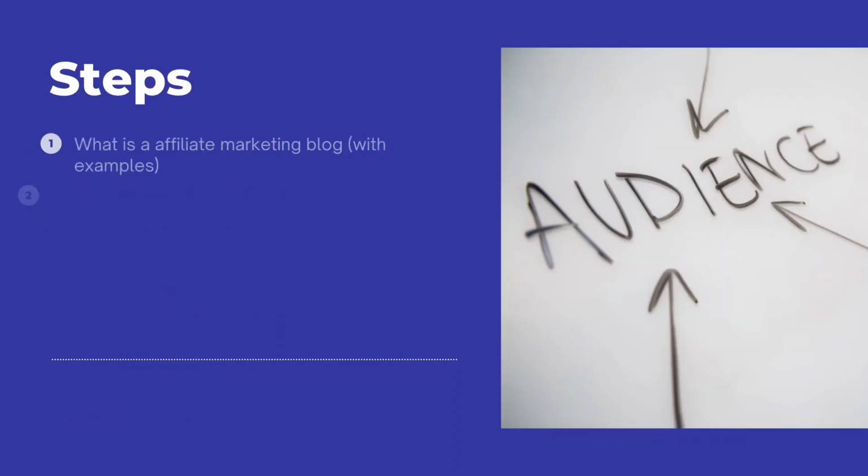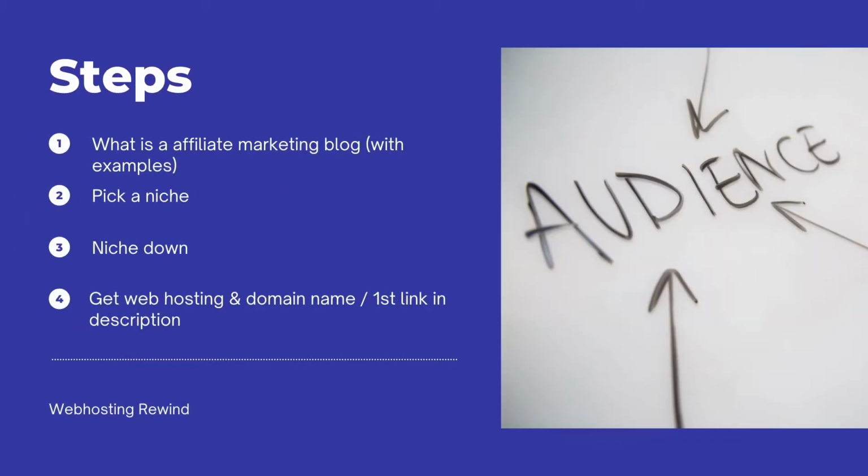So let's go ahead and talk about it. What is an affiliate marketing blog? An affiliate marketing blog is simply a blog where you answer questions within a niche and then you refer people to affiliate products. And basically what that means is you, as an affiliate marketer, you are going to find products that are congruent or relevant to your audience.